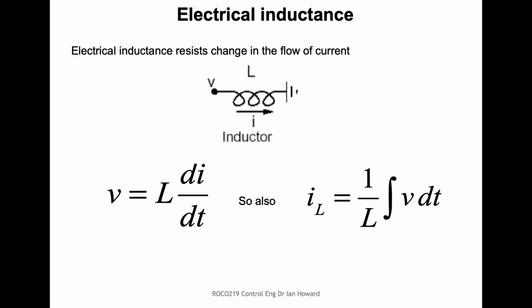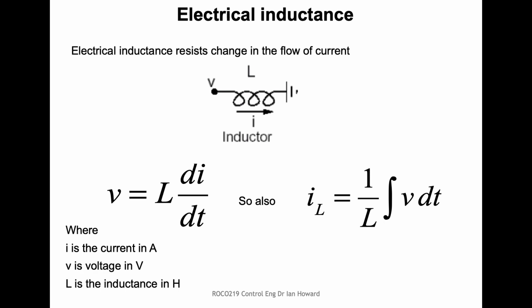We can also integrate this expression on both sides and then divide through by L, in which case we'd get the current is given by 1 divided by L multiplied by the integral of the voltage with respect to time. Again, current is in amps, voltage is in volts, and inductance is in henries.